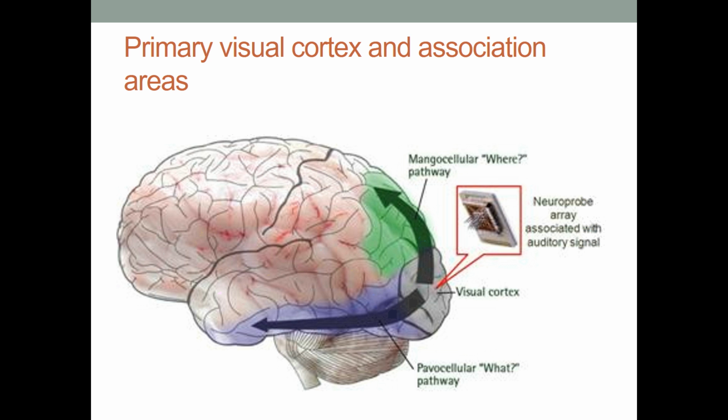And notice there are different pathways that then go out of the occipital lobe's visual cortex into different regions of the brain, into different association areas. The magnocellular pathway is the one where you try to interpret where the thing is in space. So where is it relative to everything else? And then the parvocellular pathway is the pathway which asks, what am I looking at?